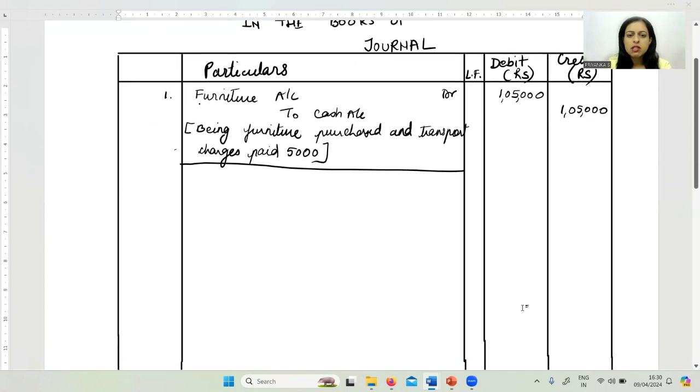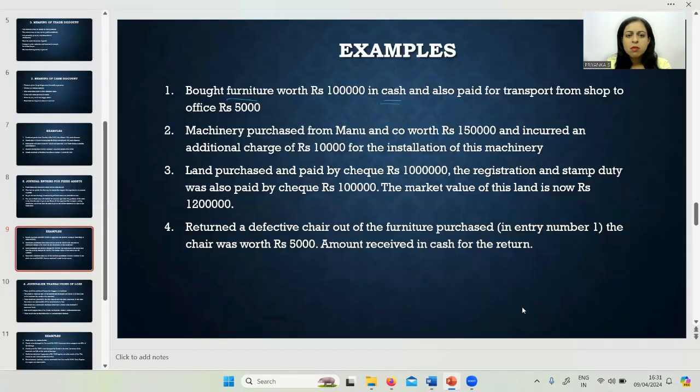Now, the second is machinery purchased from Manu and company worth 1,50,000 and incurred an additional charge of 10,000 for installation of machinery. Now, is this particular transaction mentioning anything about payment? No, there is nothing about payment. So here we have two accounts, machinery and Manu and company, since there is no amount paid as such. So since there is nothing paid, this total amount of 1,50,000 plus 10,000, which becomes 1,60,000, will be machinery value.